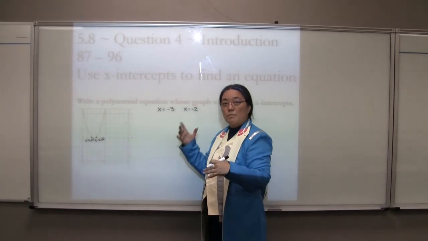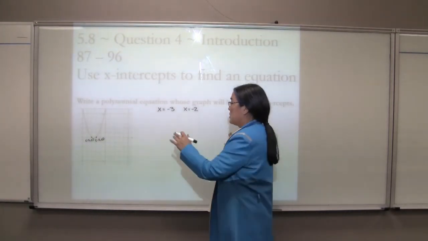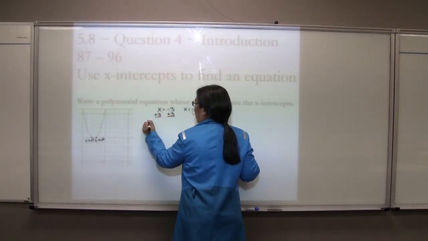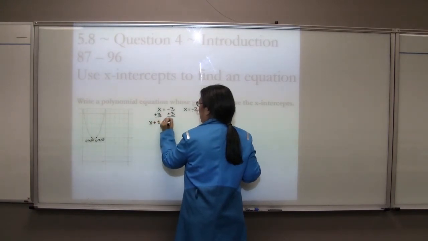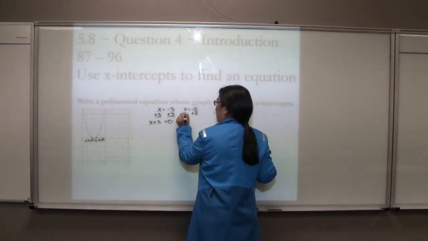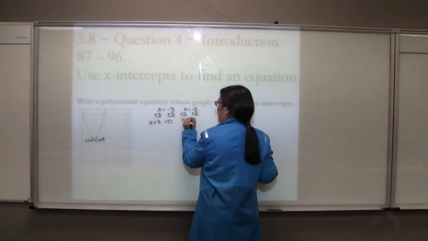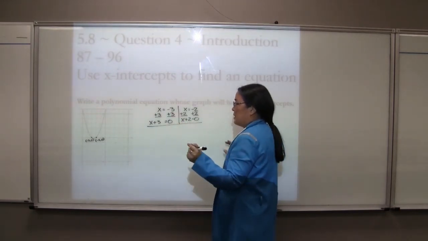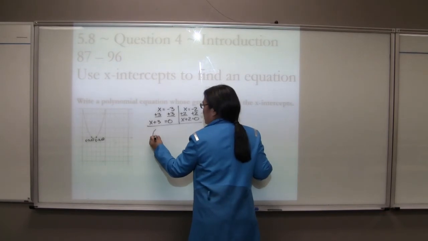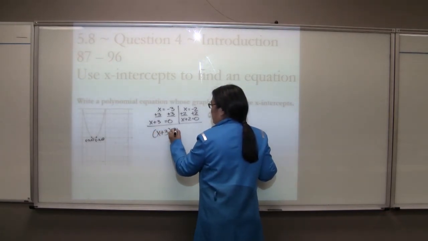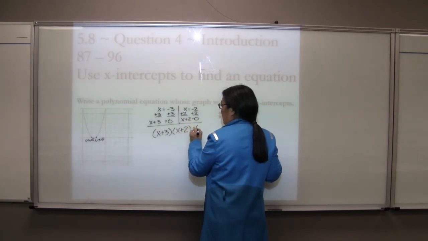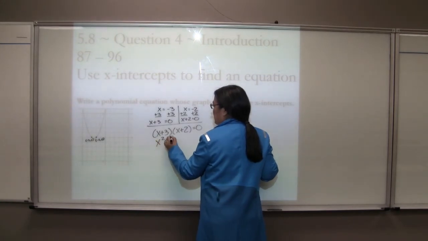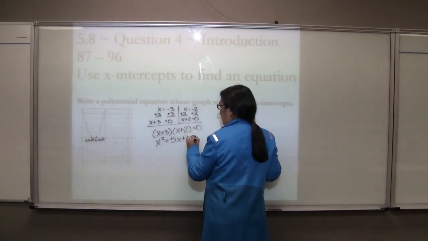This is working the same problem that we did a few problems ago backwards. I need to get these equal to 0, so I'm going to add 3 to both sides, and I'll get x plus 3 equals 0. I'm going to add 2 to both sides, and I'll get x plus 2 equals 0. This will tell us what we're going to multiply together to get the polynomial equation of that graph. So we'll take x plus 3 times x plus 2 equals 0, and we will FOIL this out together. If you can do that all in your head, you'll get x squared plus 5x plus 6 equals 0.